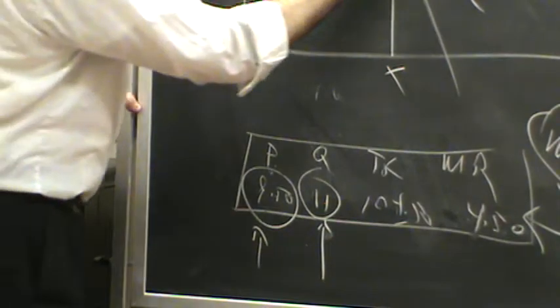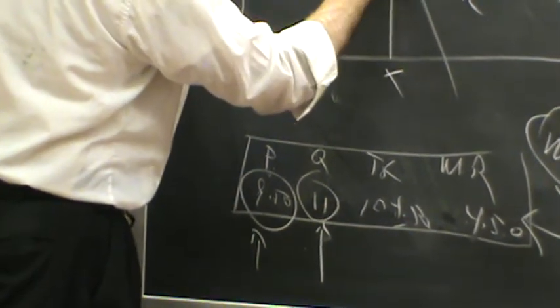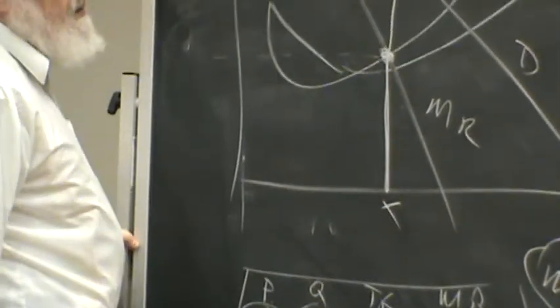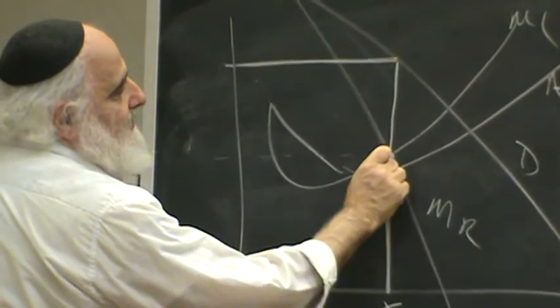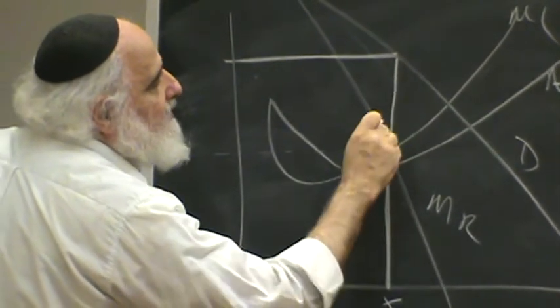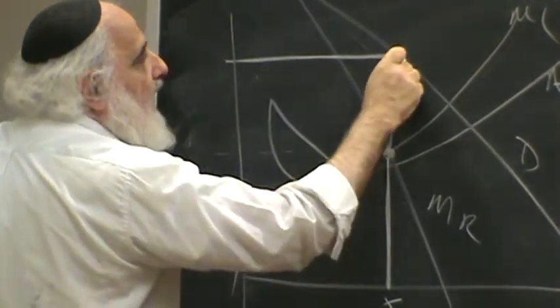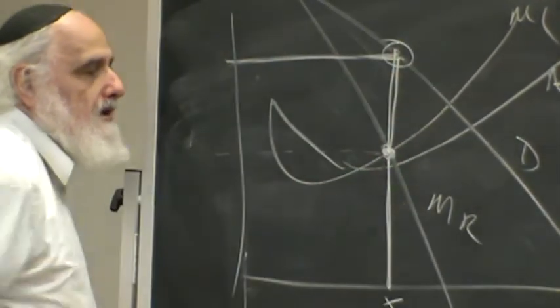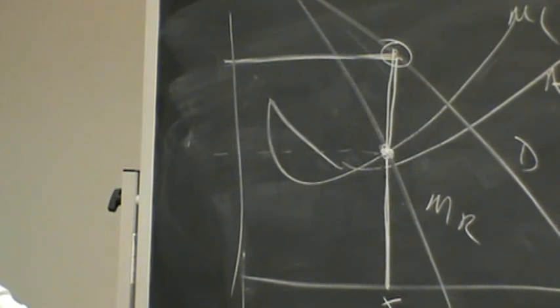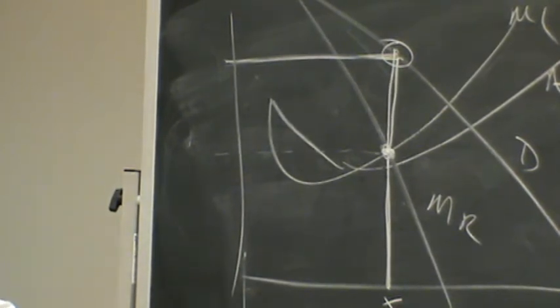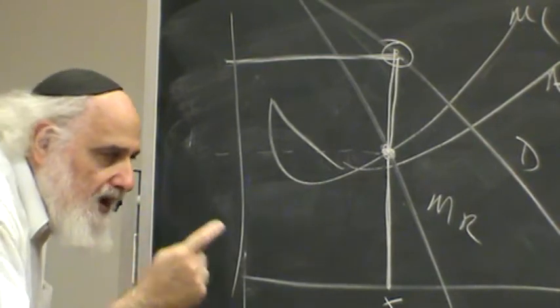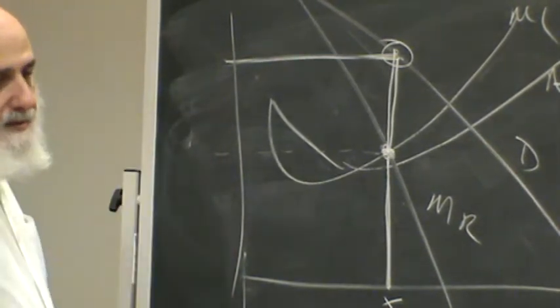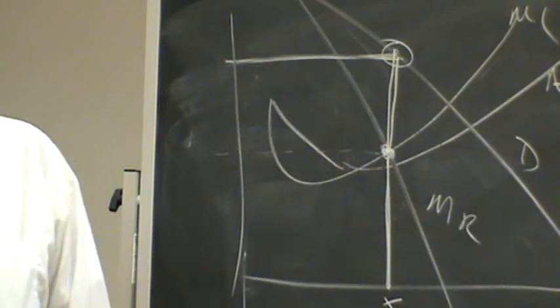So therefore, he sets marginal cost equals marginal revenue. That gives him the quantity. But then he has to say, what price do I have to charge to get that 450? That I read off the demand curve. So he goes up to the demand curve and he charges that price. So in imperfect competition, the equilibrium is marginal revenue equals marginal cost. You go up to the demand curve and you charge that price.